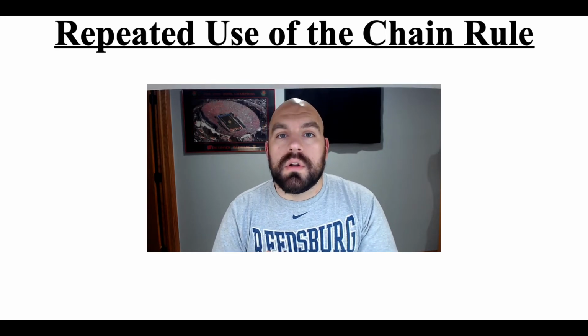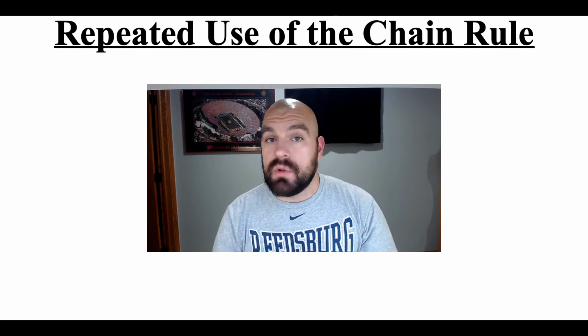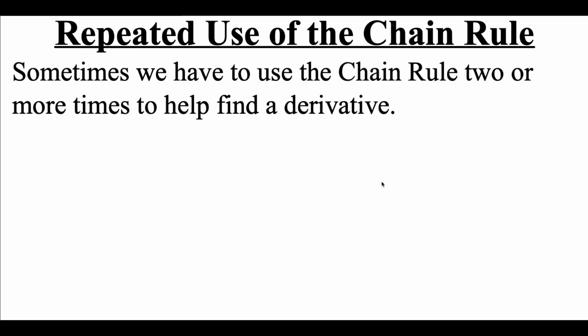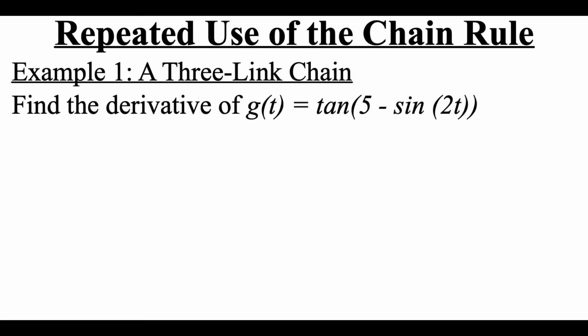In this video, we're going to look at repeated use of the chain rule. Now, sometimes as we're using the chain rule, we might have to use it 2 or 3 or more times to help us find a derivative. So in this example, this is called a 3-link chain.